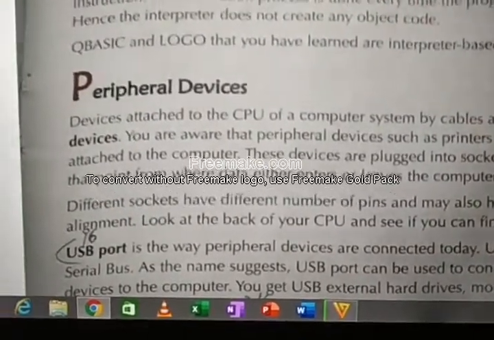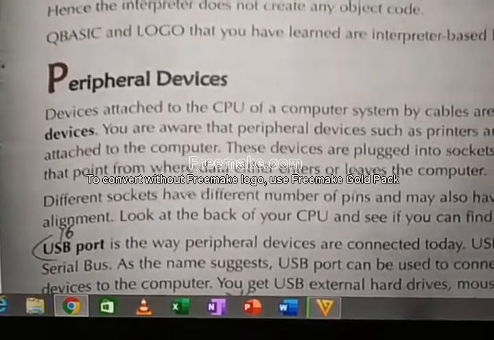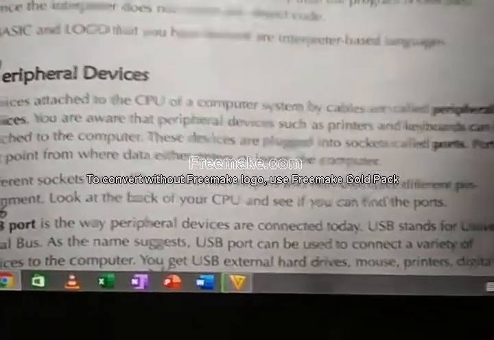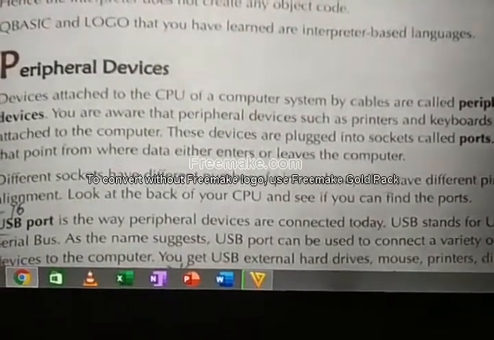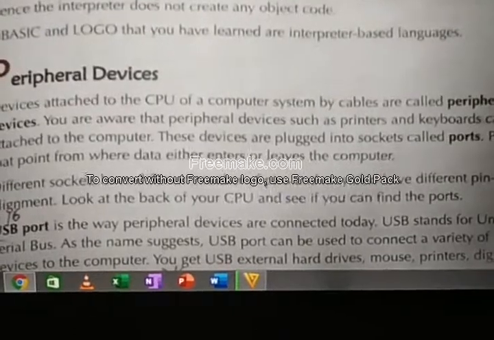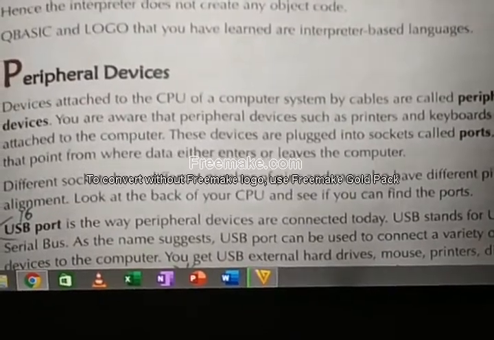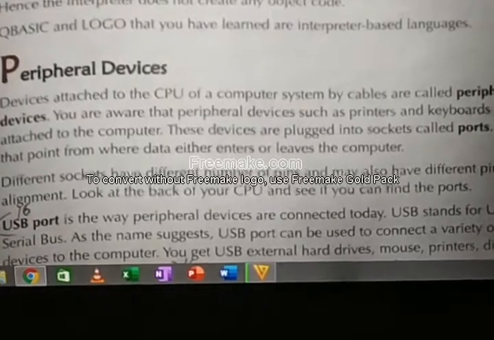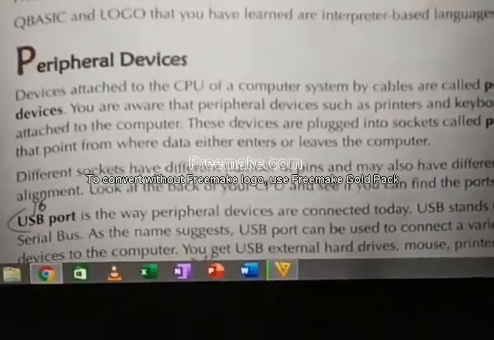Next topic, peripheral devices. Devices attached to the CPU of a computer system by cables are called peripheral devices. Using cables we are attaching different types of devices. Those are called peripheral devices. The keyboard we are attaching to the computer is a peripheral device. Mouse, peripheral device. We are going to see detail about peripheral devices.